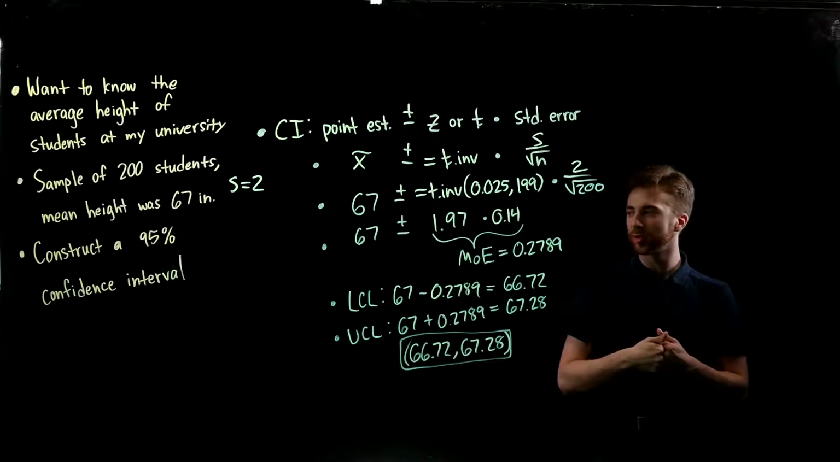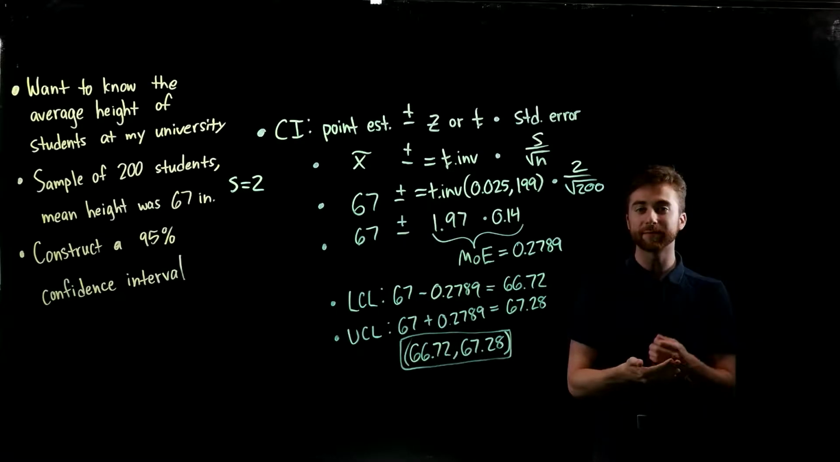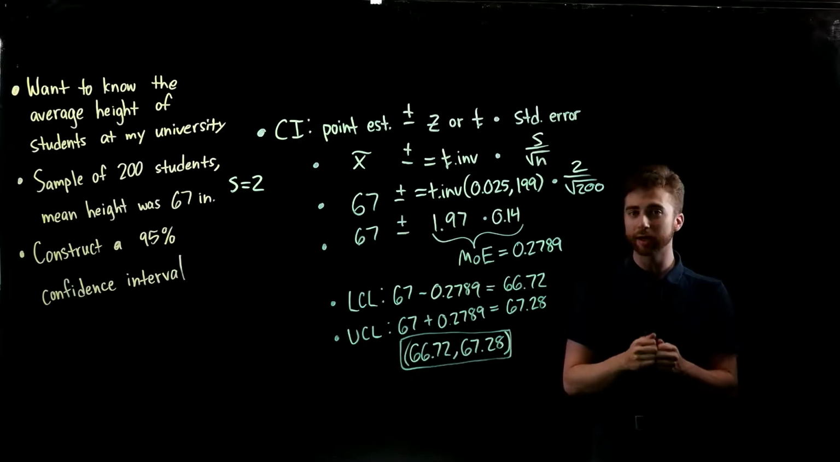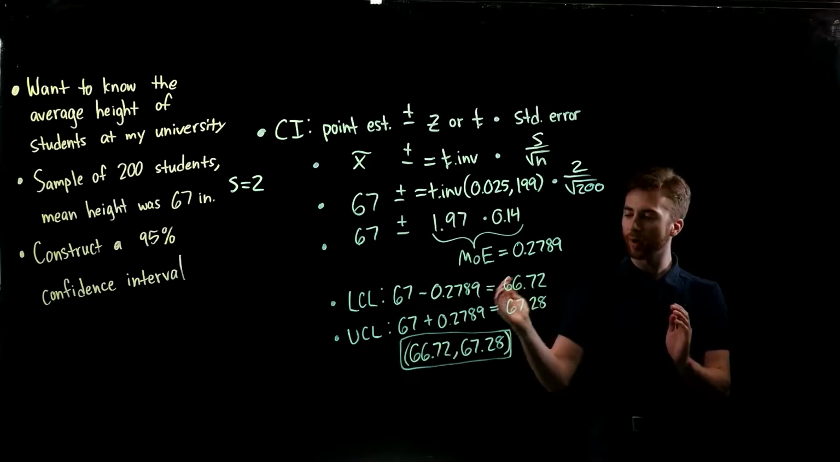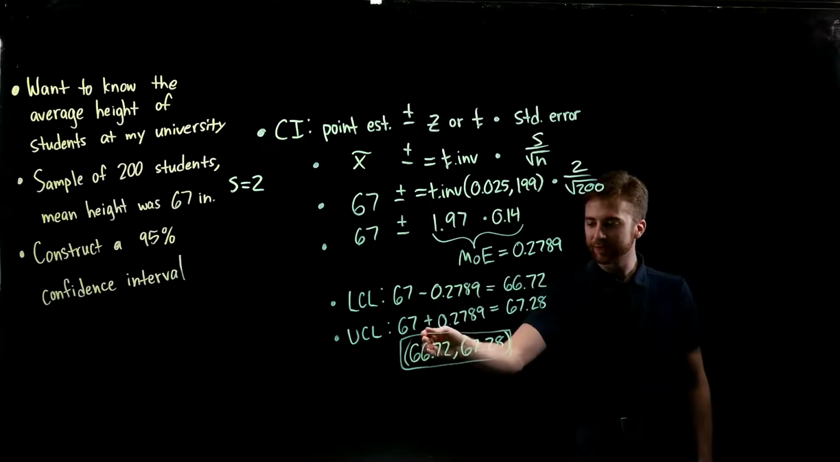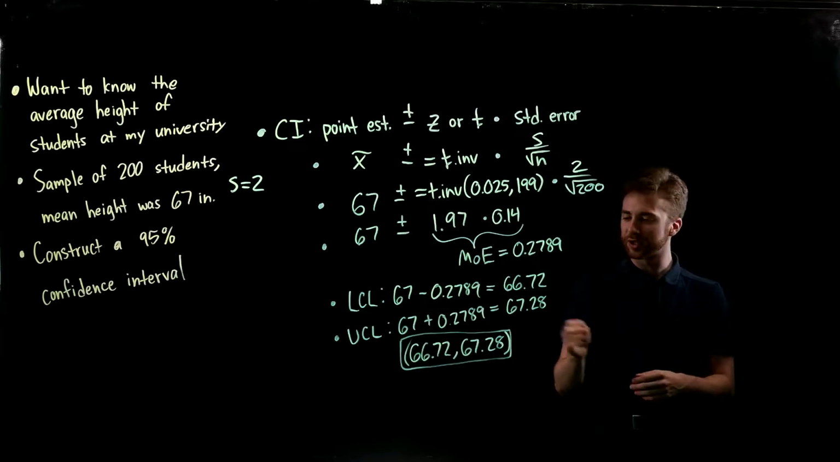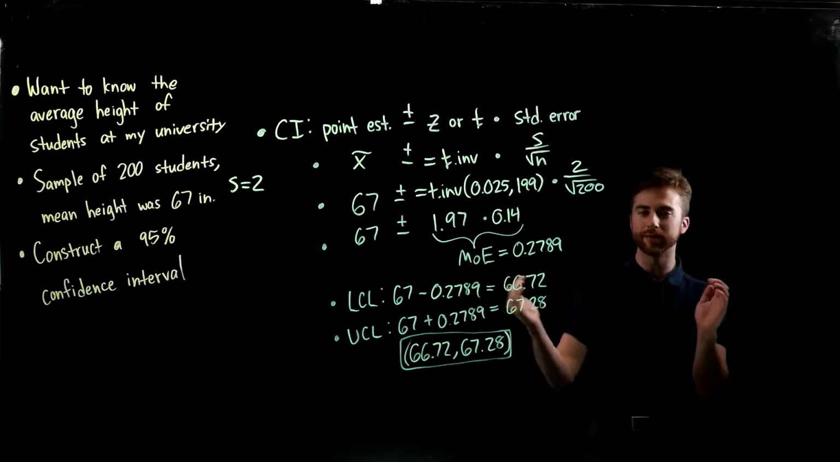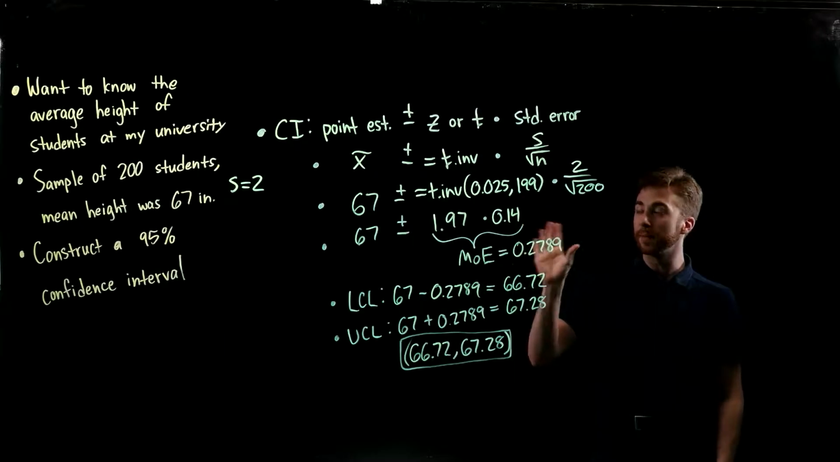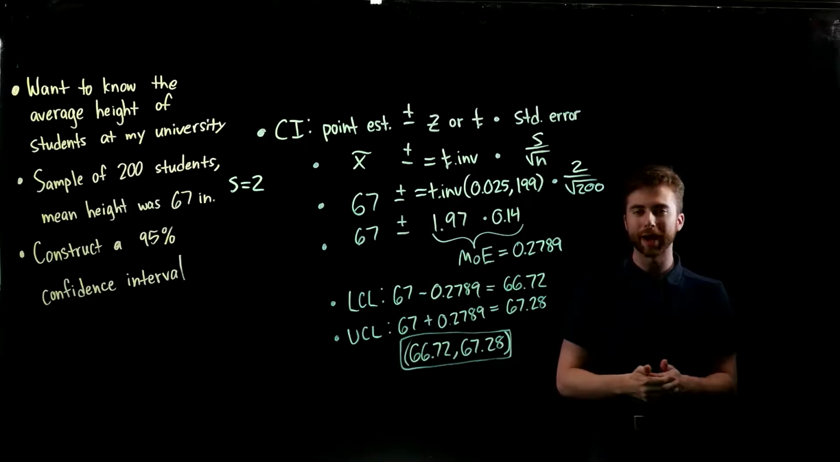And the way you can interpret that is that we can say with 95% confidence that the mean height of UAB students falls somewhere in between 66.72 and 67.28. So the students at my university, it's going to fall somewhere in between that. So that takes care of a mean-based problem. So let's move into one more to kind of wrap things up.